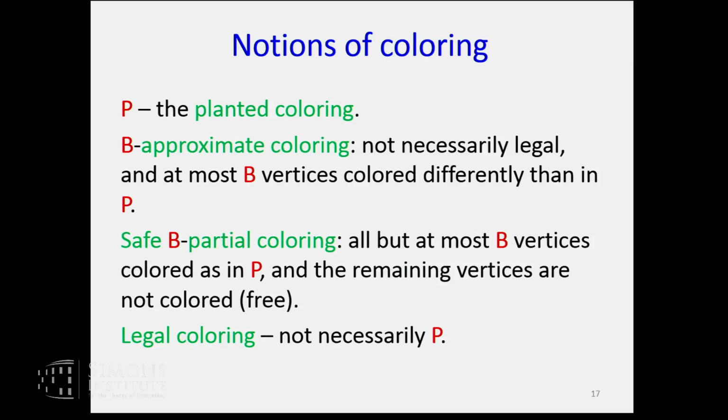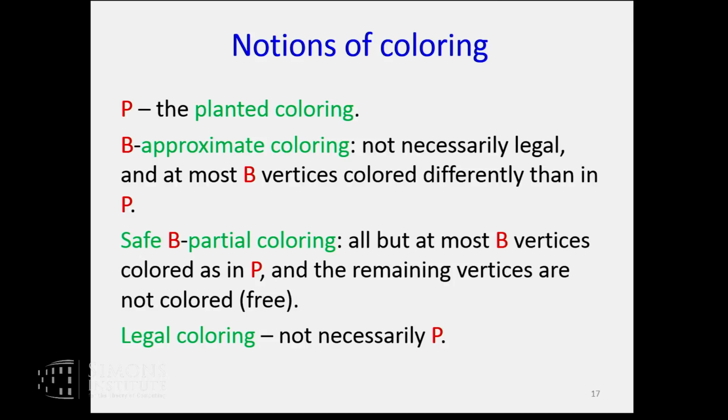So to present the results, to understand them better, it's good to keep in mind the following notions of coloring. P is the planted coloring that we have. Now we'll have a notion of a B-approximate coloring. This is a coloring which is not necessarily legal, but it agrees with the planted coloring almost everywhere. Only B vertices are colored differently than the planted coloring. So it's a coloring which is not necessarily legal, but of small Hamming distance from the true planted coloring.